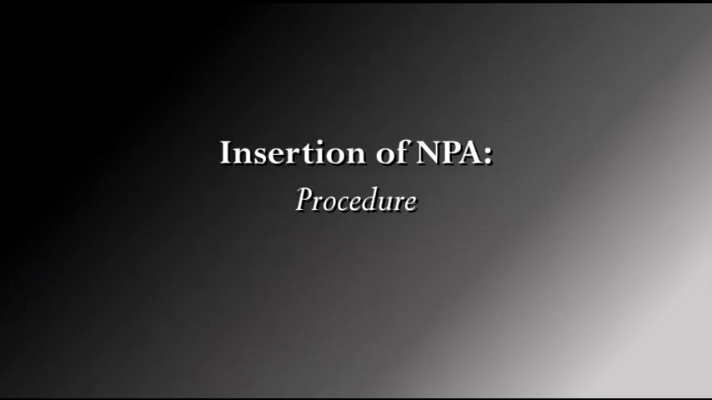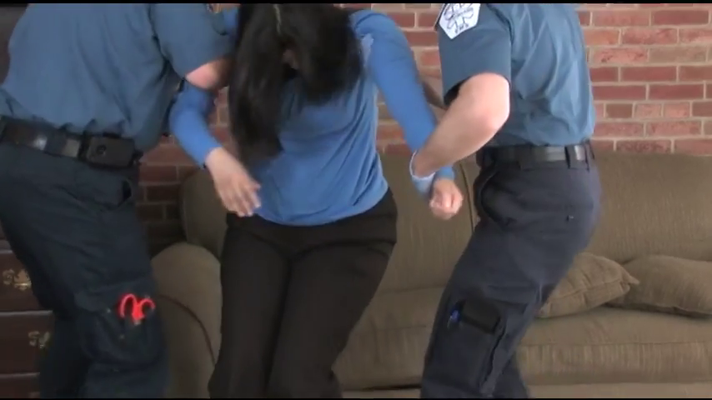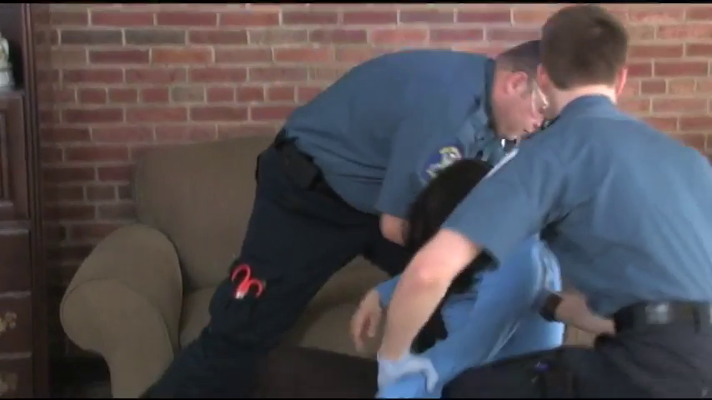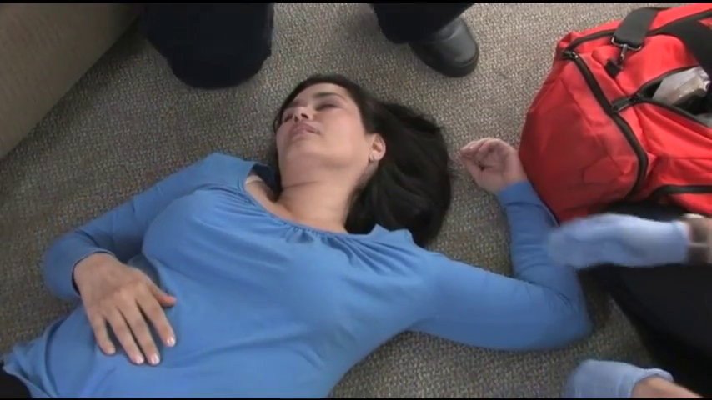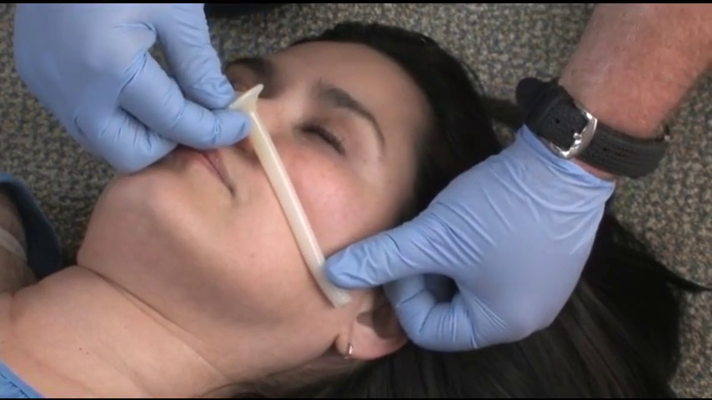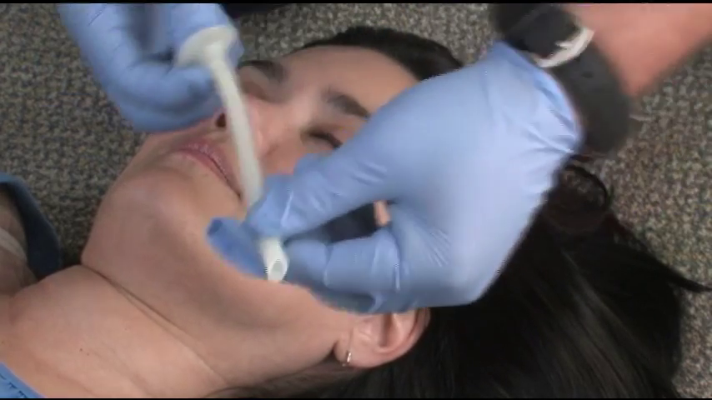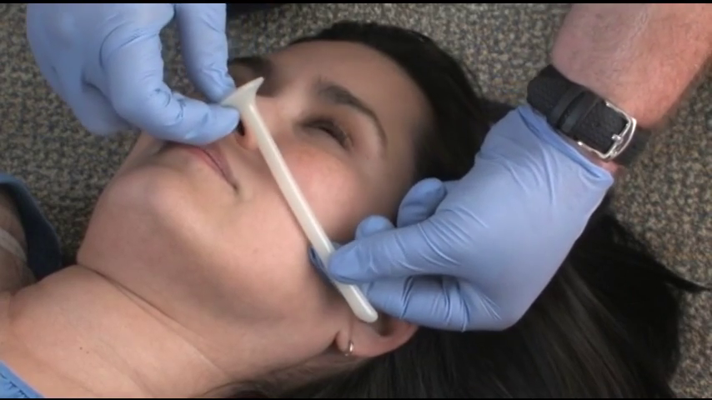Now let's look at the steps involved in using this airway adjunct. Take BSI precautions. Place the patient in a supine position if possible, with the head in a neutral position. Select the proper size nasal airway. When measured, the airway should extend from the tip of the nose to the earlobe or tragus. A tube that is too long could enter the esophagus and cause gastric distension and/or inadequate ventilation.